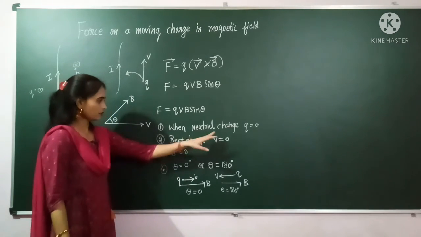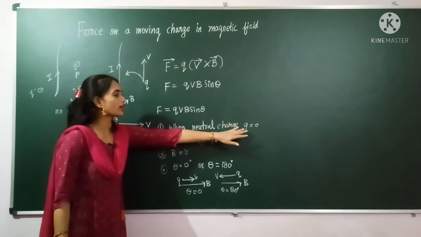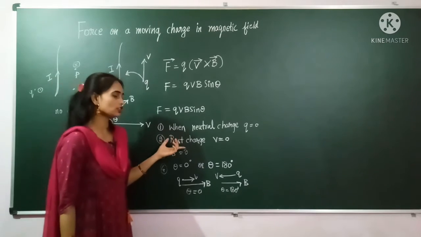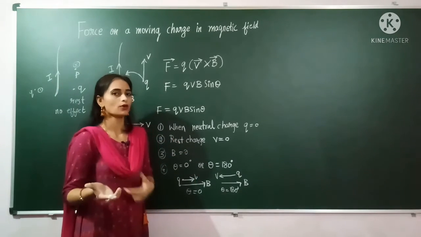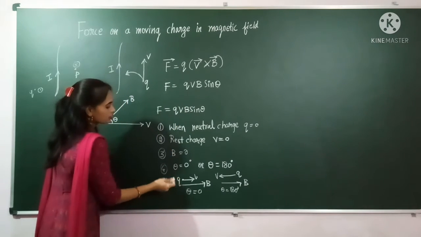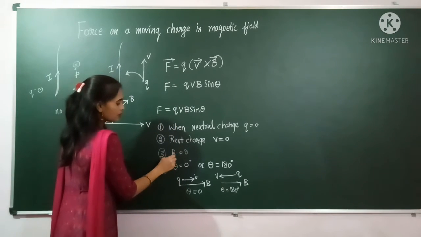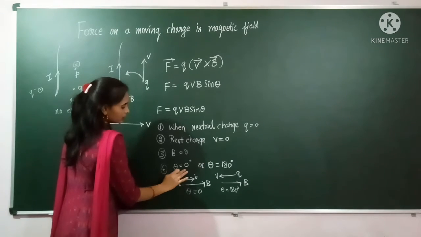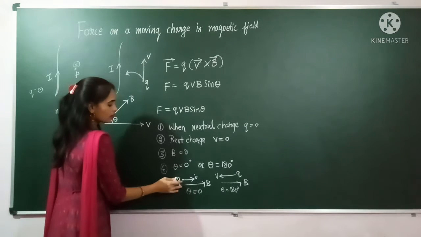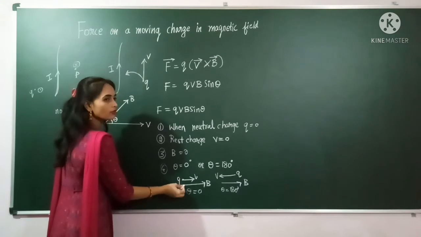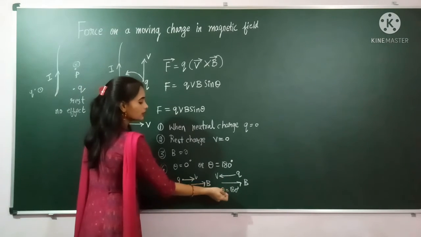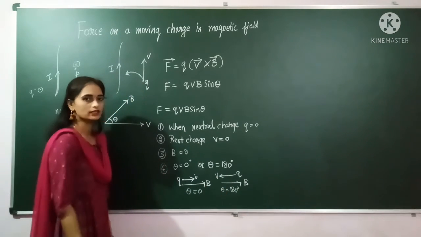First thing is, when you take the neutral charge, meaning Q is equal to 0, then also the force will be 0. Rest charge means when the charge is not in motion, it is at rest, then also the force will be 0. And next, if there is no magnetic field, there is no force. Next, theta is equal to 0 and theta is equal to 180 degree. Theta equal to 0 means the charge and the magnetic field are in the same direction. When they are in opposite directions, then also our force will be 0.